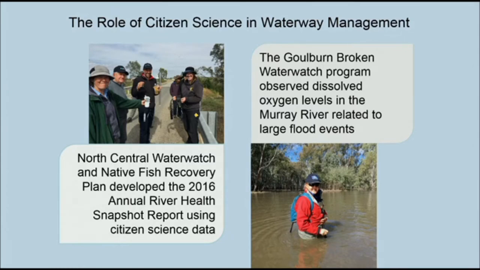river scan program that you may have seen yesterday, Cass Davis from North Central CMA presented it, where there's a coordination between North Central WaterWatch program and the Native Fish Recovery Plan. And another example is on the Murray, where the Golden Broken WaterWatch program observe water quality monitoring and relate to large flood events, and that's correlated with the environmental water program up there in the Murray-Darling Basin.